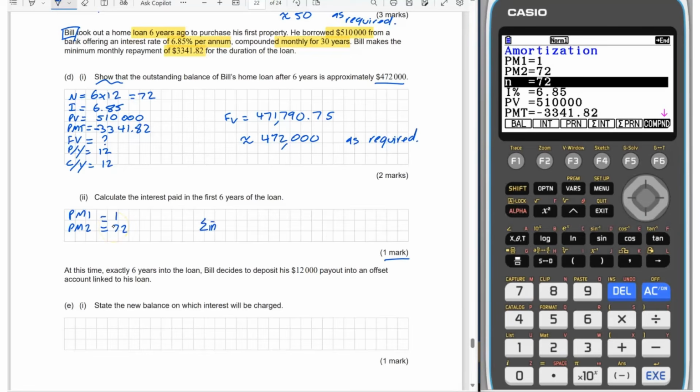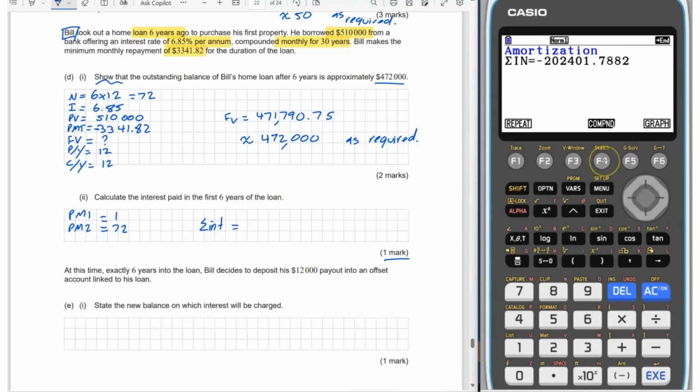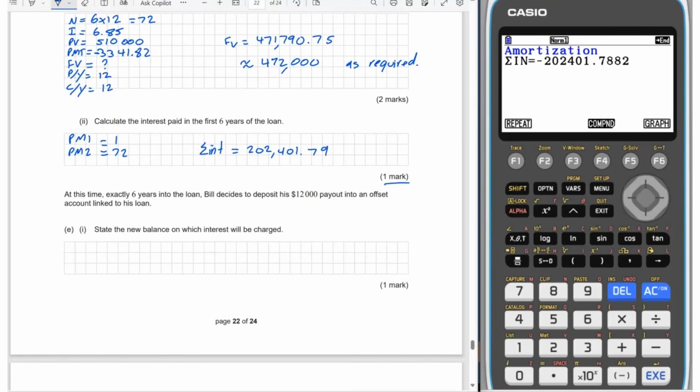And so the sum of int here is going to equal 202,401.79. So that's how much interest he's paying in those first 6 years. Now, after those 6 years, that's when he gets his $12,000 payout, and he's going to put that into an offset account. So the new balance of that offset account is just going to be the other one we just found above, reduced by $12,000.